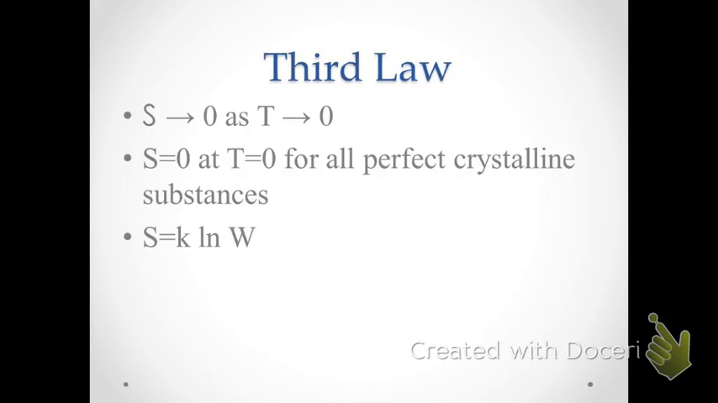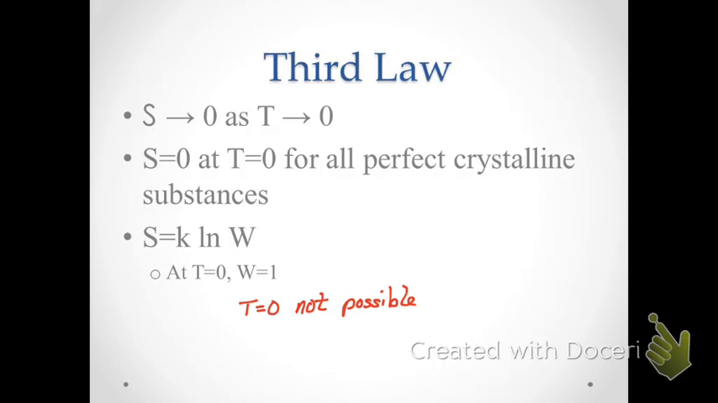If we go back to the Boltzmann definition of entropy, where entropy is related to the natural log of W, W being the number of ways to configure a particular state, this third law would then indicate that at absolute zero, W would be equal to 1 for a perfectly crystalline substance, and that should make sense because for a perfectly crystalline substance there would be only one way to achieve that particular configuration.